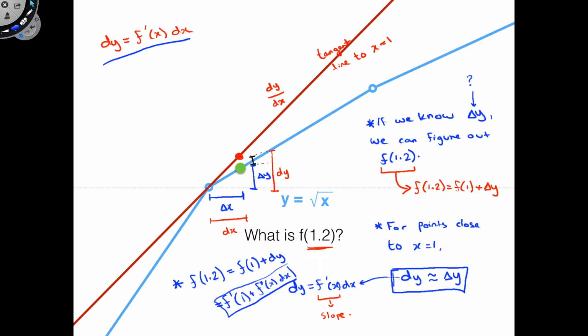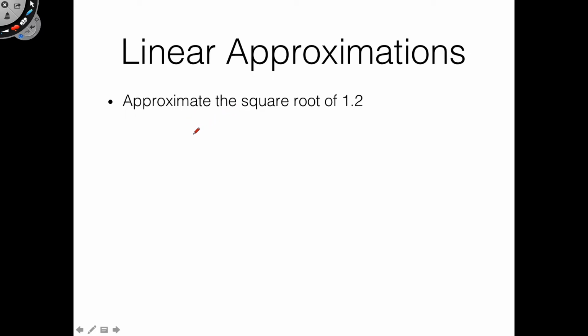And now let's go ahead and solve this. So here we go. Before we go any further, let's just write out the equation that we're going to use. So we're going to say that f of 1.2 equals f of 1 plus f prime of 1 times dx. So given this equation, we can start doing some things now. So f of 1 is simply the square root of 1, which is equal to 1.